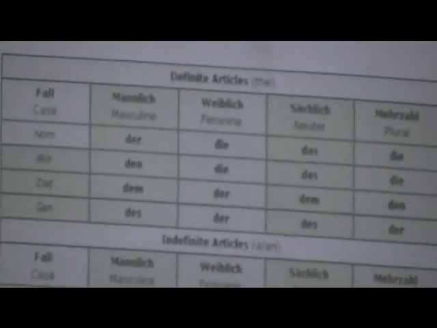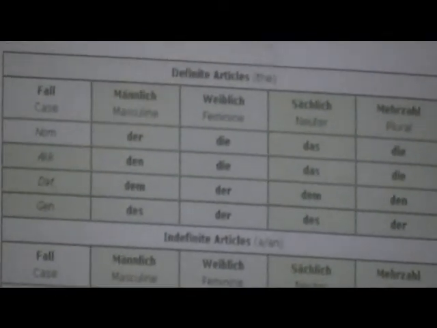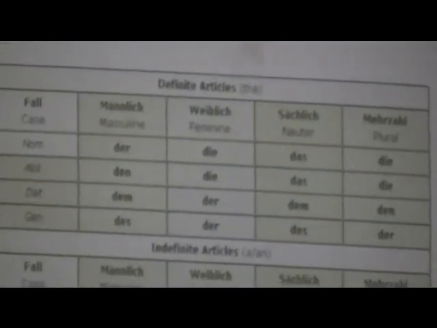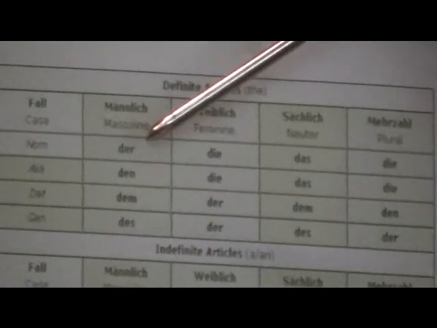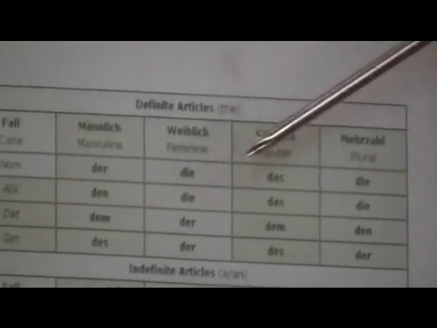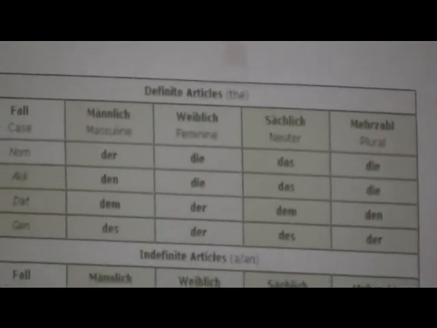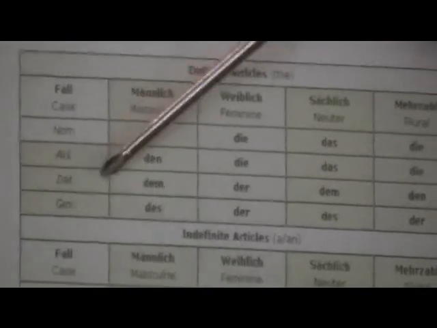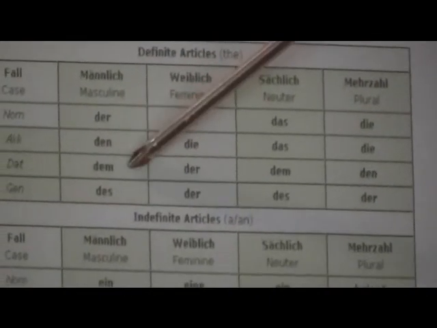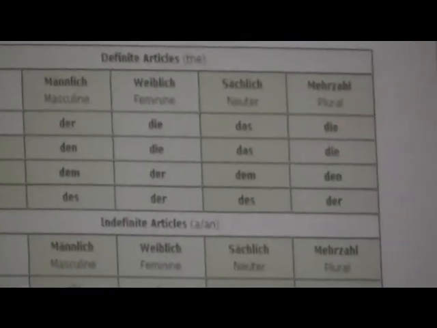Depending on the subject of the sentence, that determines whether it is accusative or dative. It's accusative if the subject is in motion. And depending on the gender of the subject, it could be masculine, den, feminine, die, or neutral, das. Now, if the subject is not moving in the sentence, it becomes dative. And depending on the gender, it can be masculine, dem, feminine, der, or neutral, dem.